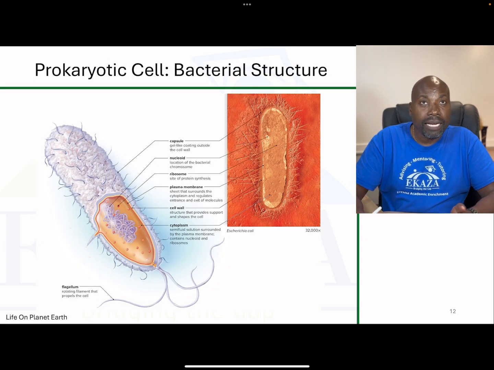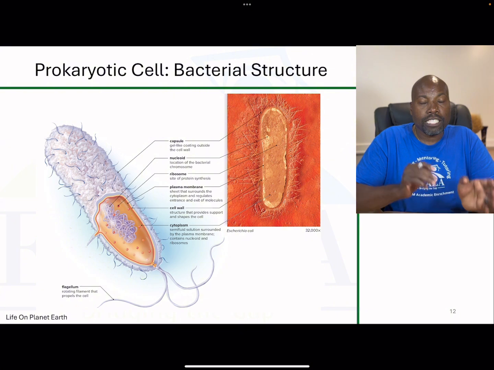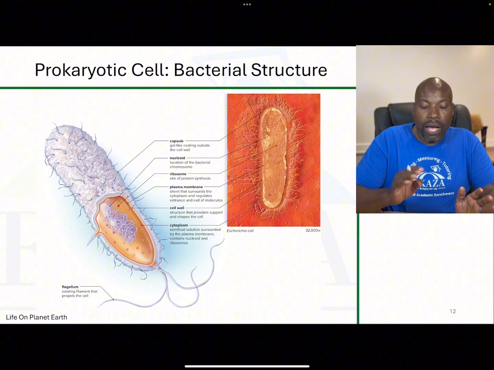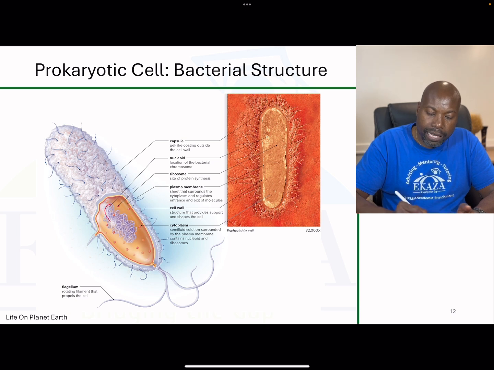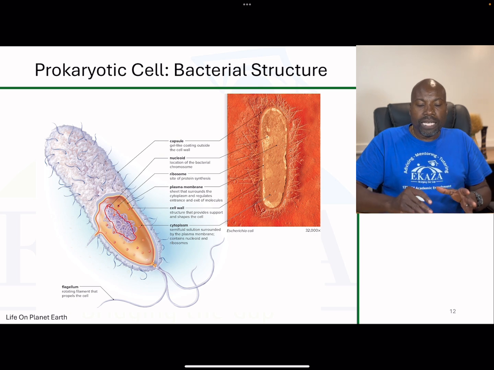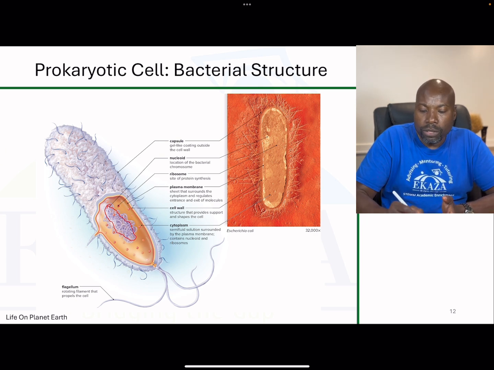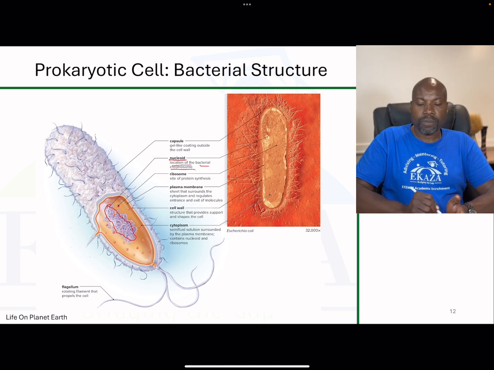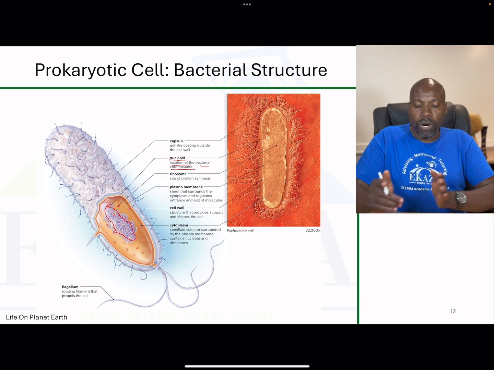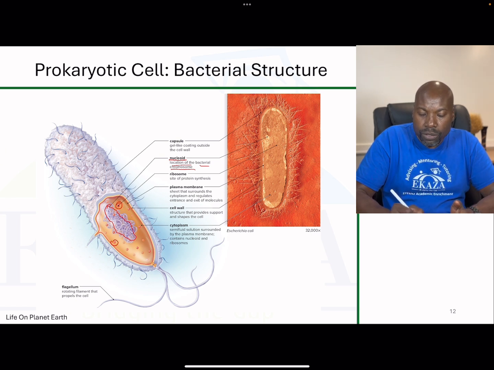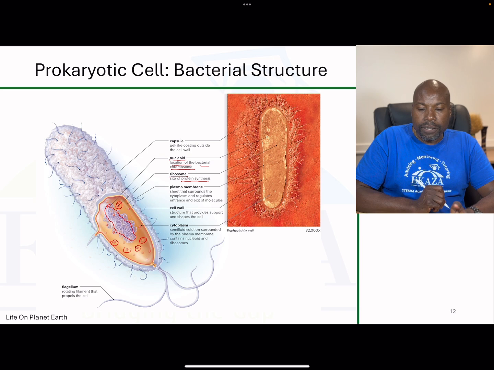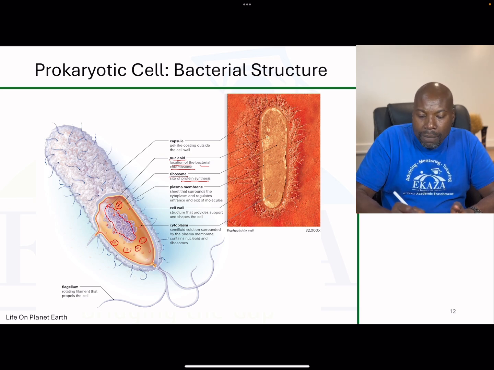Okay? Now let's dive a little bit into prokaryotic cells and specifically bacteria. The bacteria are going to have their DNA, right, their chromosome, okay? That chromosome is going to sit in a region that we call the nucleoid. The nucleoid, right? That's the location of the bacterial chromosome. Then, going outward, we're going to have the ribosomes. These are ribosomes, okay? The ribosomes, their job is to synthesize proteins. Then we are going to have the plasma membrane right in here. This is the plasma membrane.